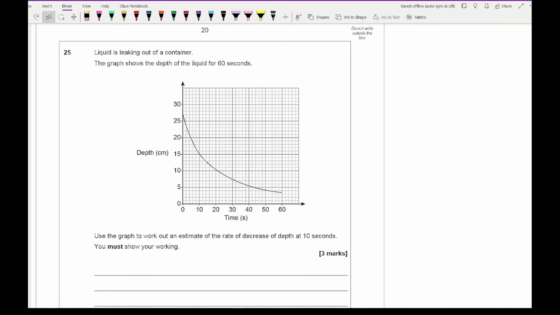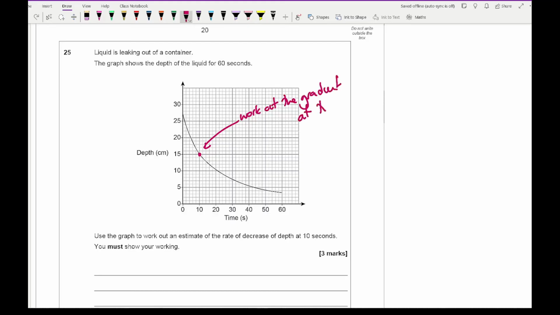Now looking at question 25, it says liquid is leaking out of a container. The graph shows the depth of liquid for 60 seconds, and the question is saying use the graph to work out an estimate for the rate of decrease of depth at 10 seconds. And it says you must show your working out. Well, at 10 seconds, which is here, I need to work out the gradient at this point here.